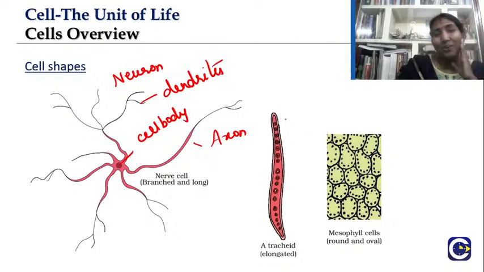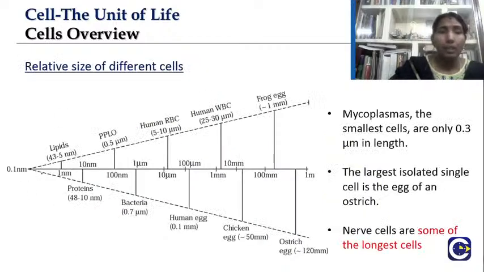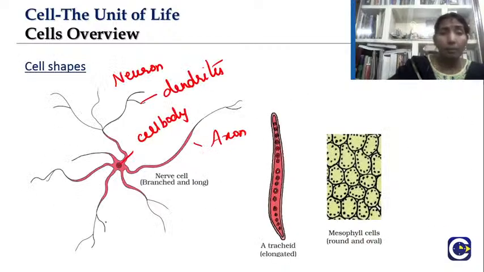Nice. Okay, so you have a trachea. See how elongated a cell could be. Or you see the round oval mesophyll cells that we find in the leaf of a plant, right? So these are various cell shapes. Now this one, see, is quite branched and long, quite irregular also, right?